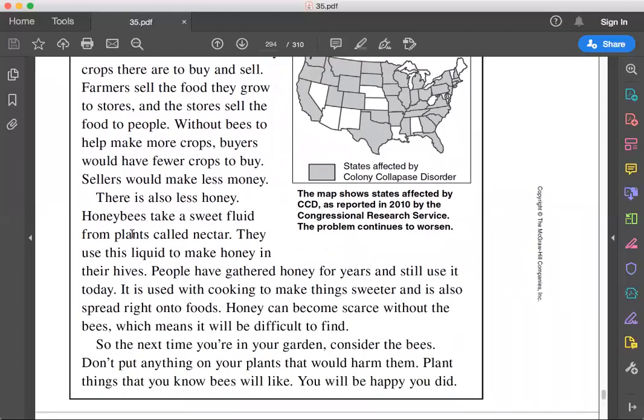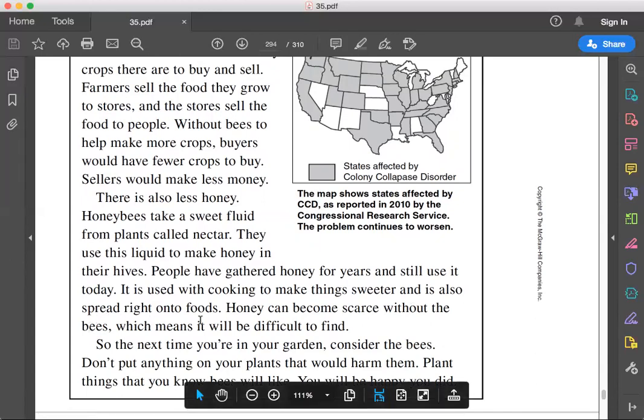things we need as well. There is also less honey. Honeybees take a sweet fluid from plants called nectar. They use this liquid to make honey in their hives. People have gathered honey for years and still use it today. It is used as cooking to make things sweeter, and it is also spread right onto food.